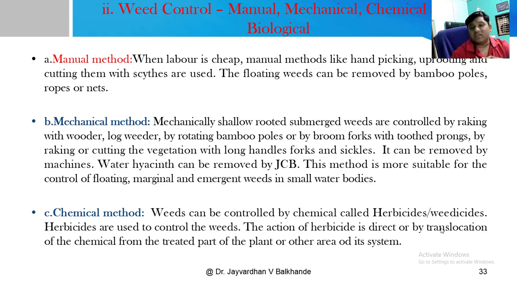The next method is the chemical method. A number of chemicals are used to control the weeds, and the chemical is not harmful to the fishes. That type of chemical is used in controlling the aquatic weeds. So the weeds can be controlled by the chemical. That chemical is called herbicide or weedicide. The herbicides are used to control the weeds, and the action of this herbicide is direct or by translocation of the chemical from the treated part of the plant to other areas of its system, okay.